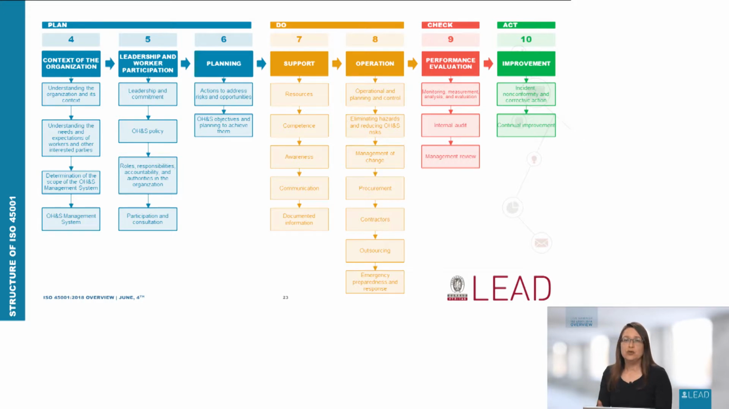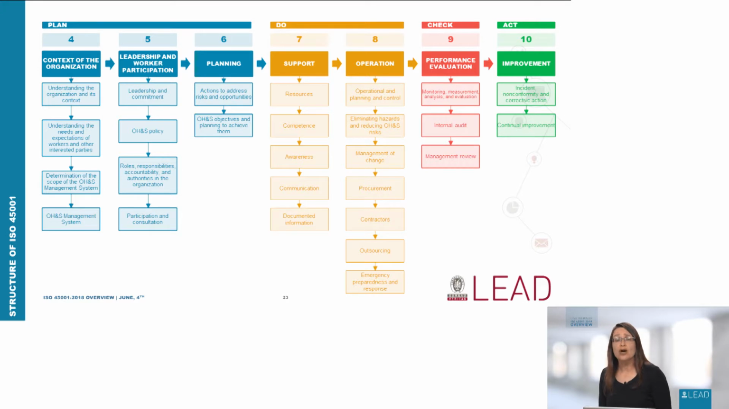On the doing, the activity side, we've got support mechanisms. So we've got clause 7 support, where we find resources, people, equipment, standards. Then we have competence. Are people able to do their work in a safe way? Do they understand what they need to do? Are they competent? And are they aware of hazards and risks? Then we also have communication as part of the support mechanisms.